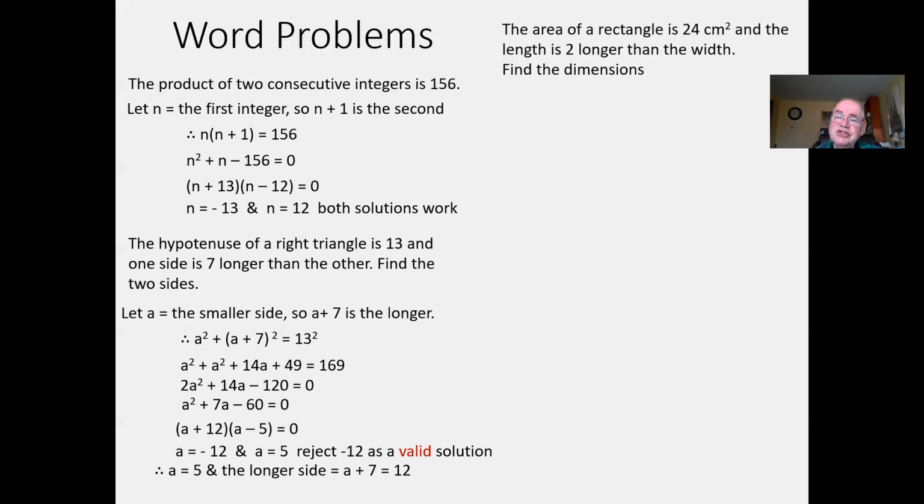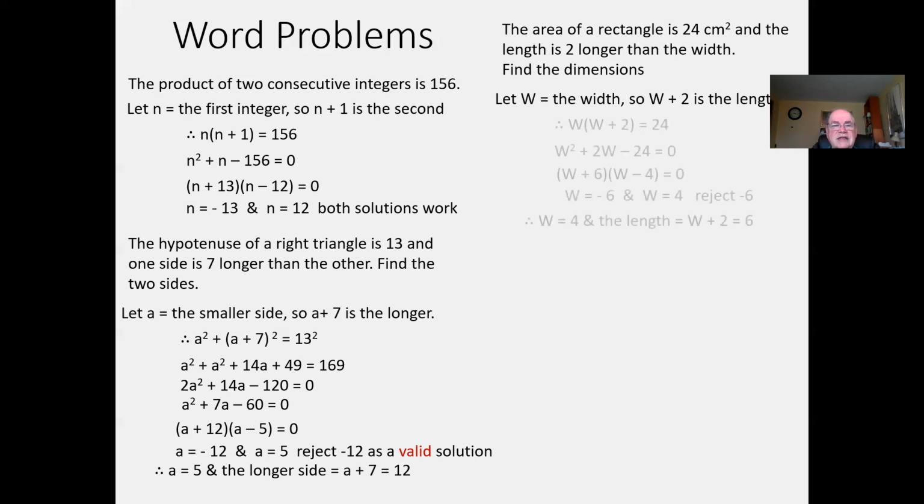The area of a rectangle is 24 square centimeters. The length is 2 longer than the width. Find the dimensions. Well, the area formula is a product formula, right? So if we call W the width, then W plus 2 must be the length, and their product equals 24. Okay, another sneaky way to get a quadratic equation out of this.